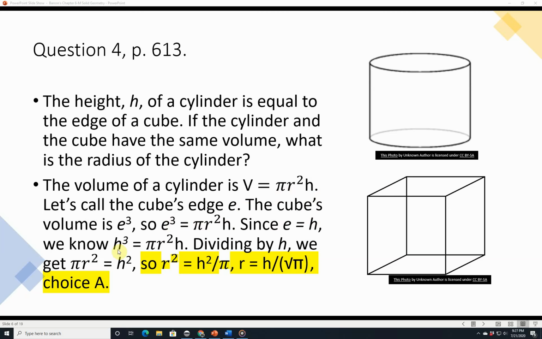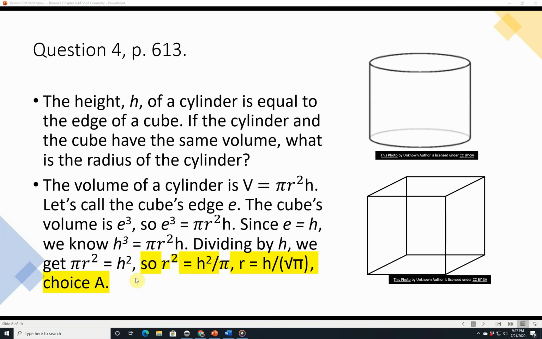Since E is equal to h, we know that h cubed is equal to pi r squared h. Dividing by h, we get pi r squared is equal to h squared. So then r squared is equal to h squared over pi, and r is going to be equal to h over the square root of pi. We just take the square root of each side here. So you end up with r is equal to h over the square root of pi, which is choice A.